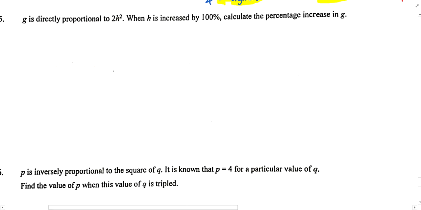First step, what is the first statement that we should write? G equals k over or k times? K times what? 2h squared. So G is directly proportional to 2h squared. You can again put in your original and your new if you want to.